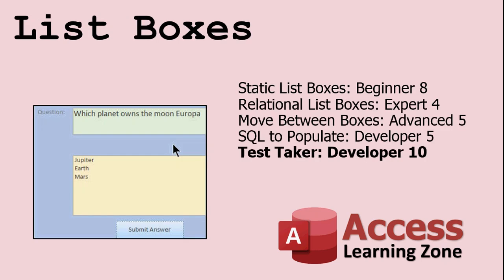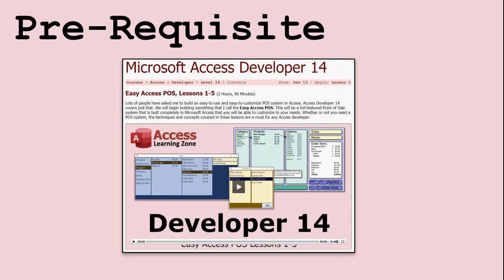I would recommend for prerequisites that you at least have those top 5 classes there. The Test Taker Developer 10 isn't necessary. I do recommend you take all my classes in order, but if you're skipping around, you should know list boxes before you get the multi-select stuff. These 4 classes on top here would be handy at least. And of course, I recommend the class before this, Access Developer 14.